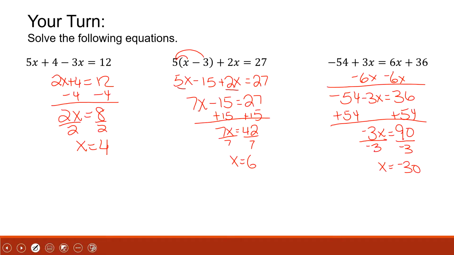So I moved the 6x from the right to the left, so I subtracted 6x from both sides. That left me with negative 54 minus 3x equals 36. I have to move the 54, undo the subtraction, so I'm adding 54 to both sides. That leaves me with negative 3x equals 90. Undo our multiplication again. We're going to divide both sides by negative 3, which leaves me x equals negative 30.